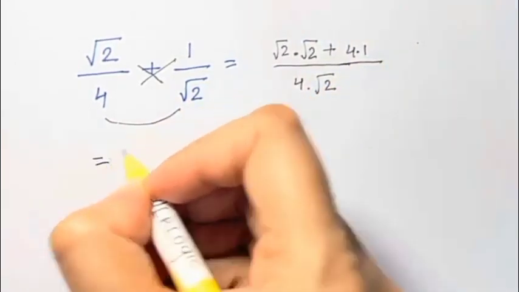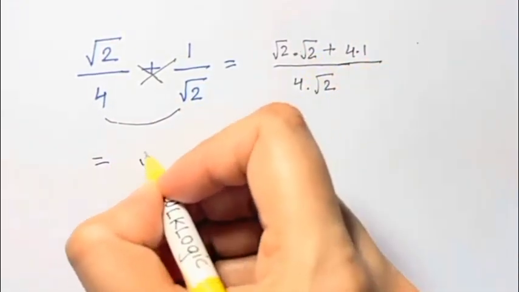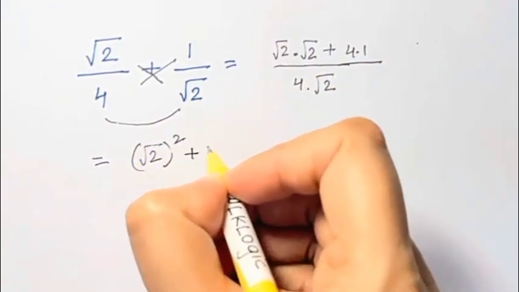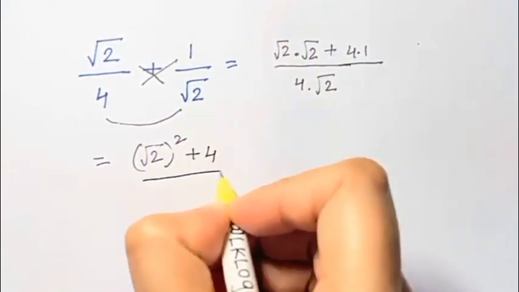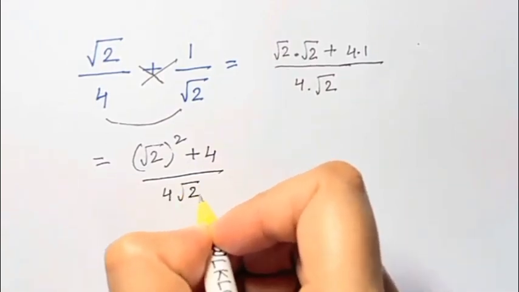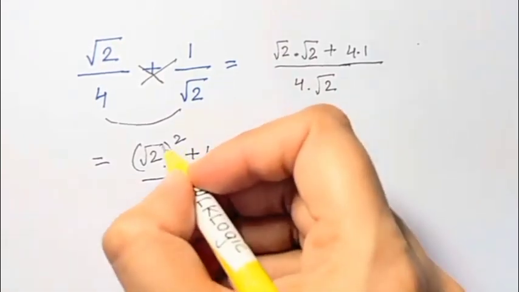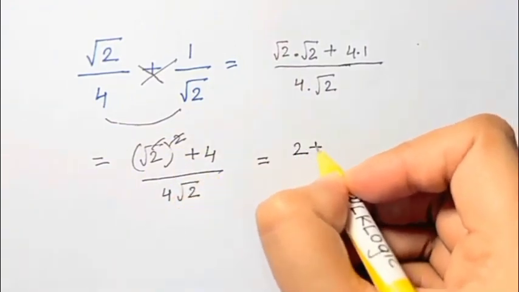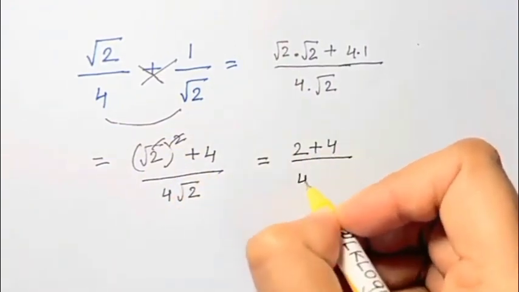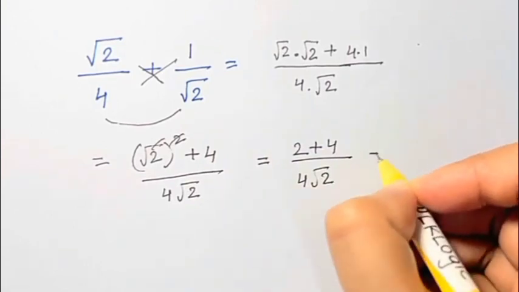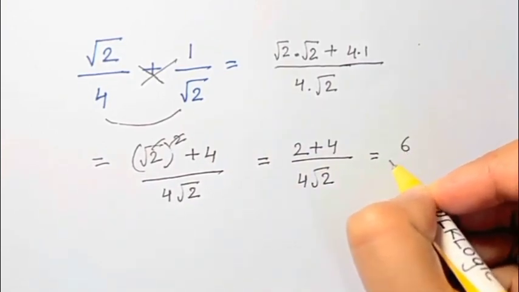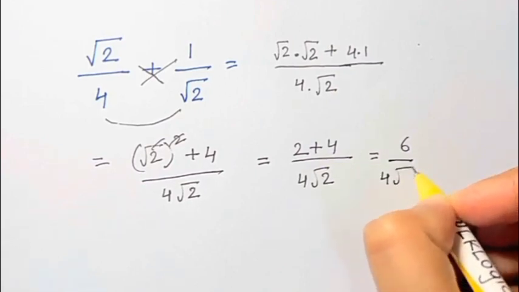Now what do we get? Root 2 times root 2 is root 2 the whole squared, plus 4 times 1 is 4, over 4 root 2. Now here let's solve. Square root and square gets cancelled, so you have 2 plus 4 over 4 root 2, and 2 plus 4 is 6 over 4 root 2.